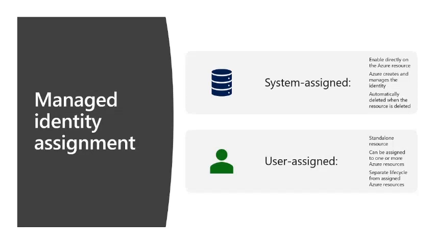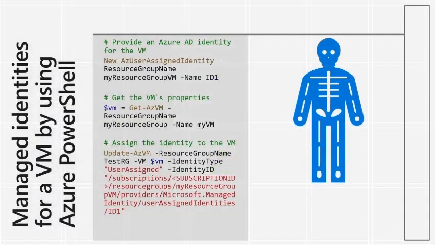So, the key differences: system assigned is enabled directly on an Azure resource, whereas user assigned is a standalone resource. Azure creates and manages the identity, and user assigned can be assigned to one or more Azure resources. A system assigned identity is automatically deleted when the resource is deleted, and for user assigned, it has a separate life cycle from the assigned Azure resources.